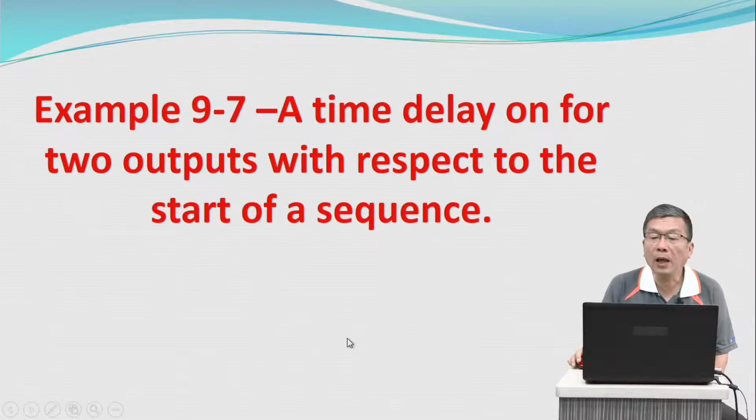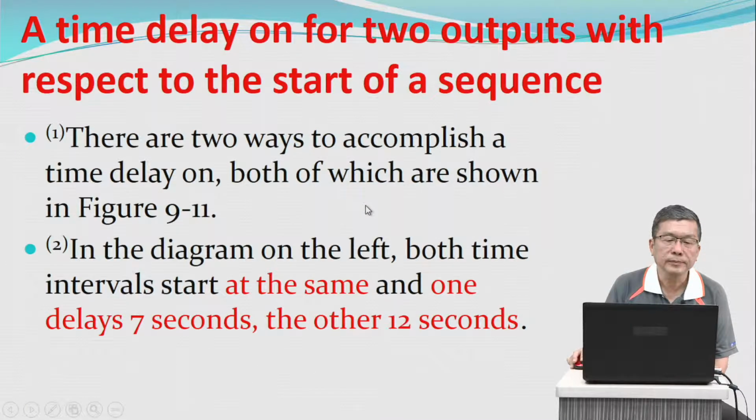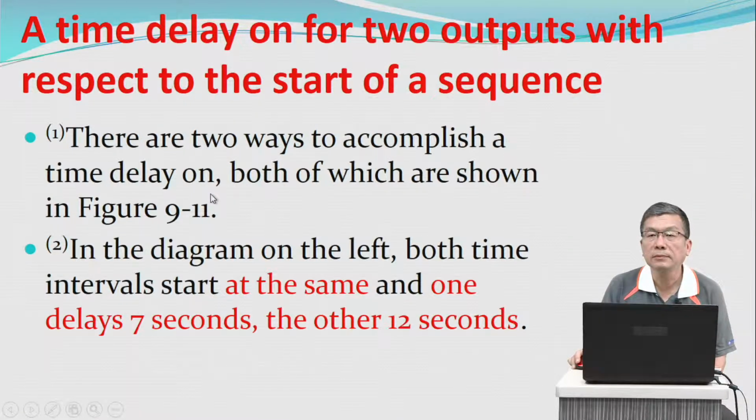A time delay on for two outputs with respect to the start of a sequence example. The keywords: hydraulic press, change the timer, a fixture, actuator. There are two ways to accomplish a time delay on, both of which are shown in figure 9.11.